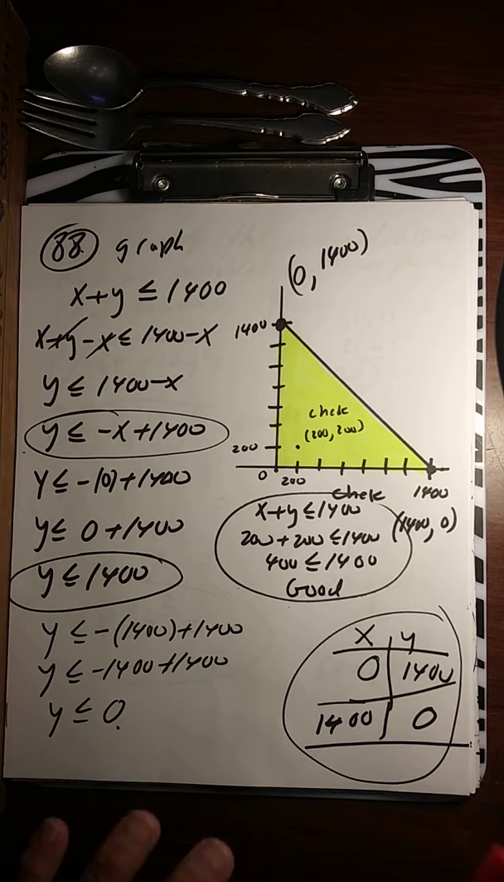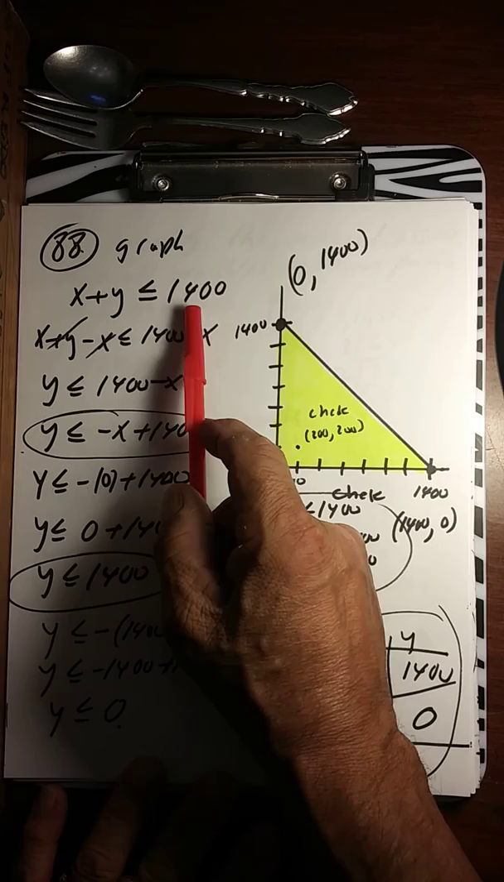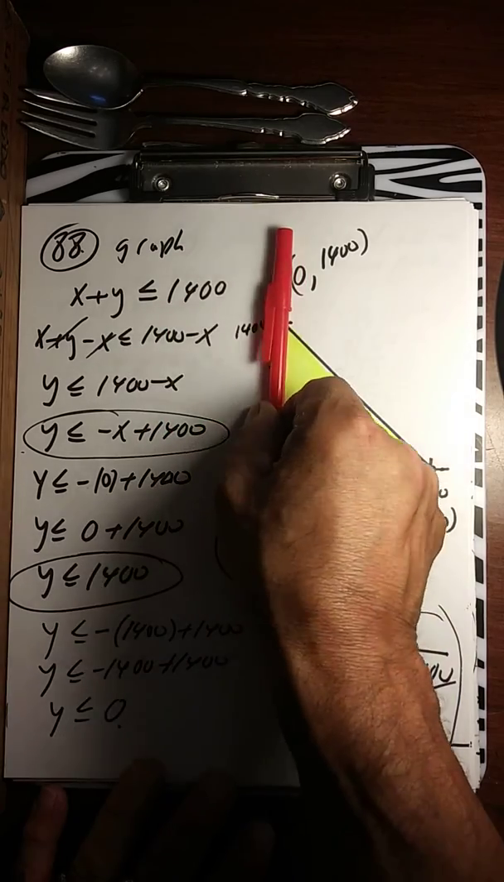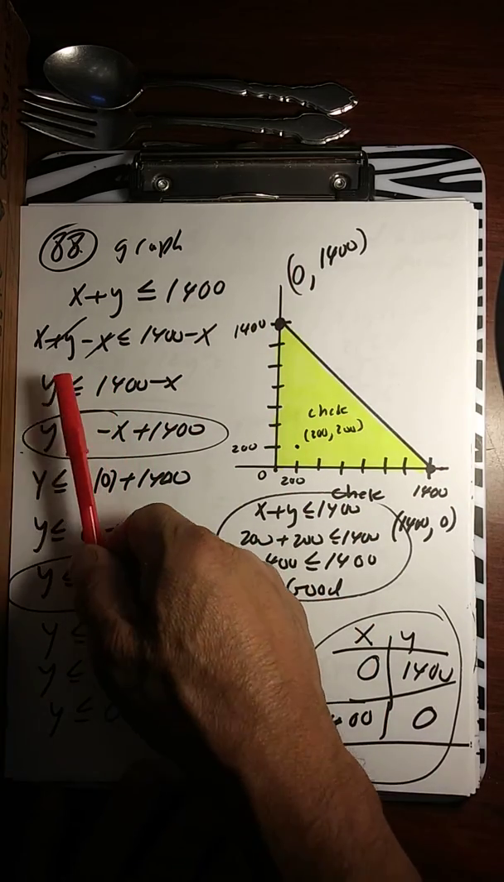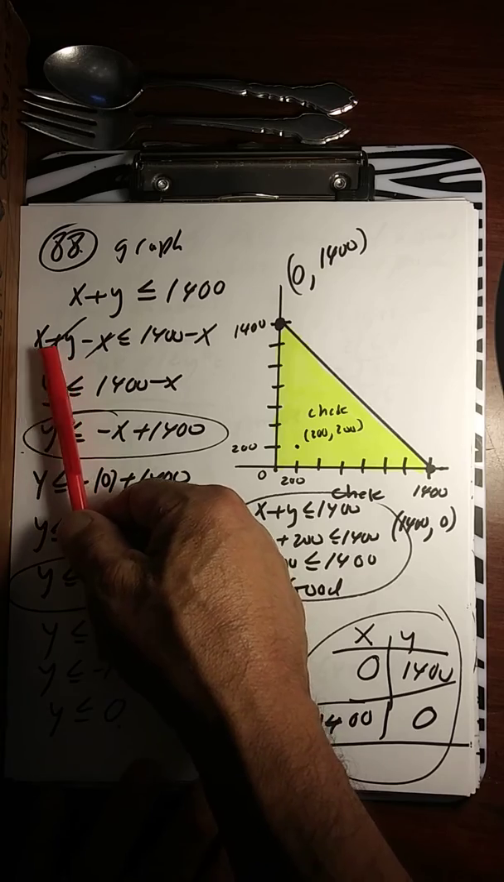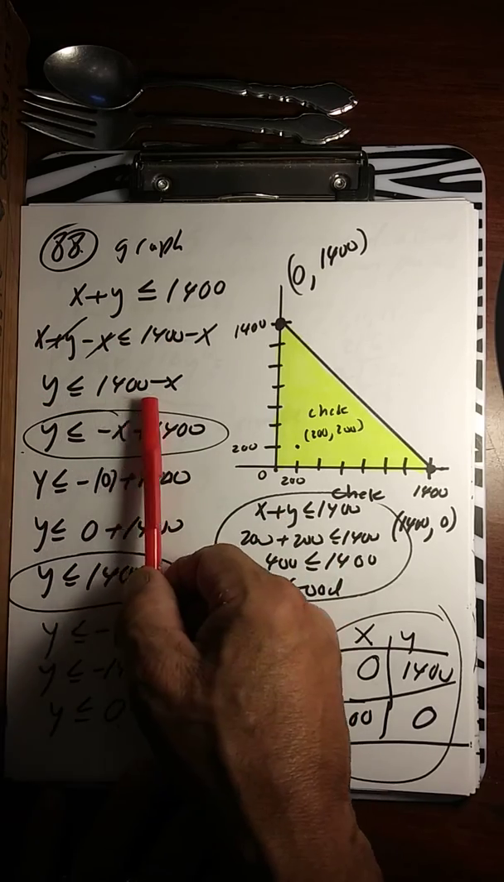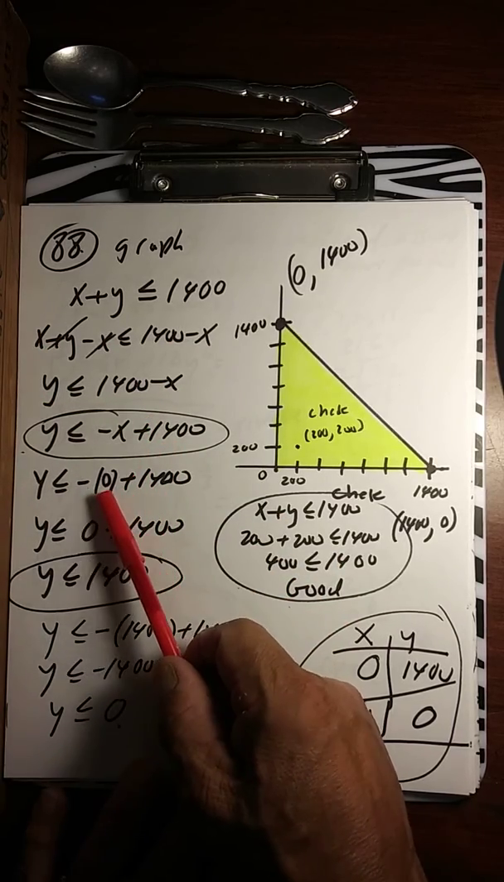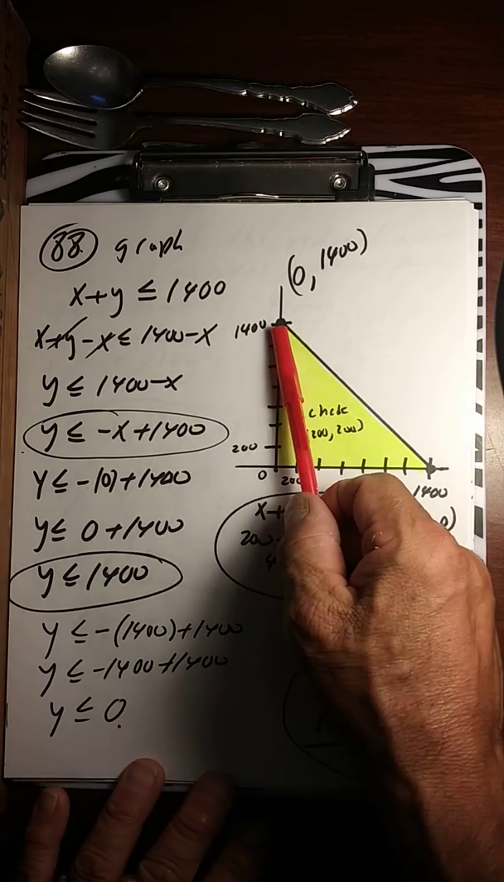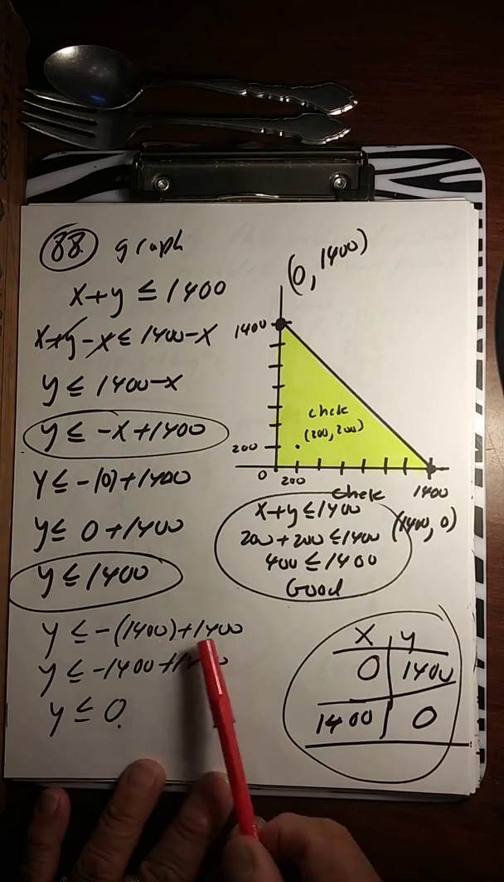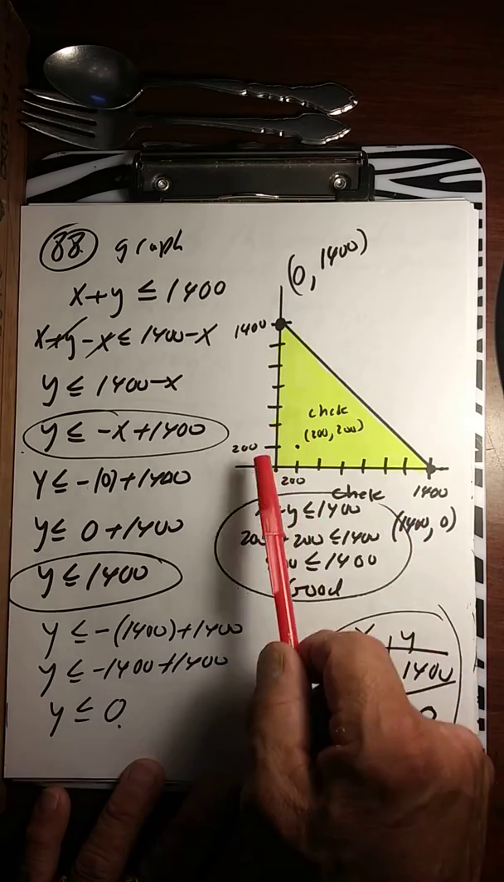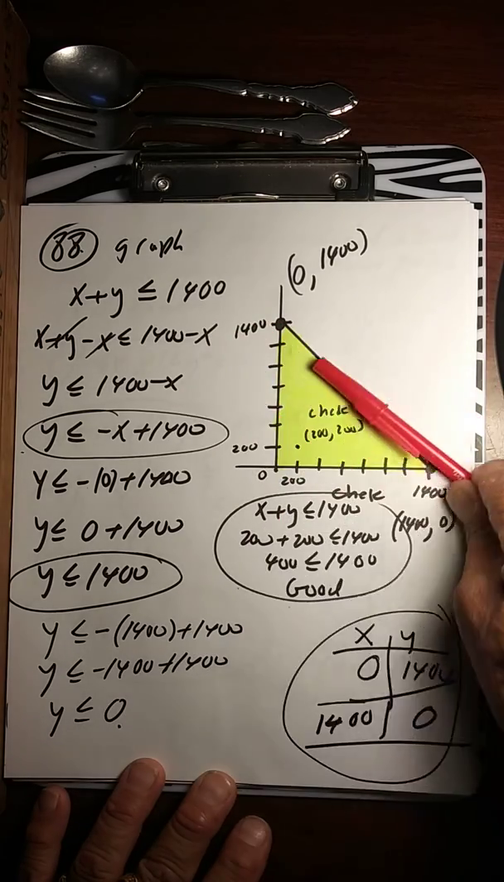X plus y is less than 1,400, and is restricted by these two. So let's do that. Solve for y, minus x, so y is less than this. Rewrite it, put a 0 in there, you get 1,400. And if you put 1,400, you get a 0. So 0, 1,400, and 1,400, 0, so it's in here somewhere.